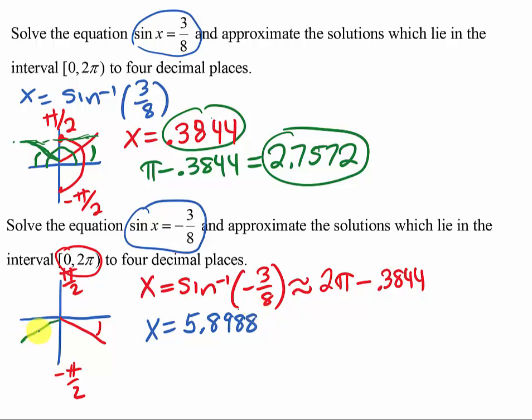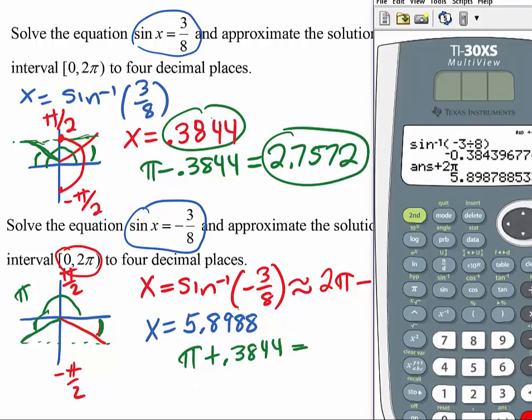However, there's another angle that has the same sine value, and that would be over here in quadrant 3, because you can see the y values are the same. So I'm trying to see how I would get at that one. I can see that this much is pi, and then if I add the size of that angle, I would have the whole angle. So I'm going to do pi plus the 0.3844, which was the size of this angle right here, and that will give me my second solution. So let's go ahead and do that.